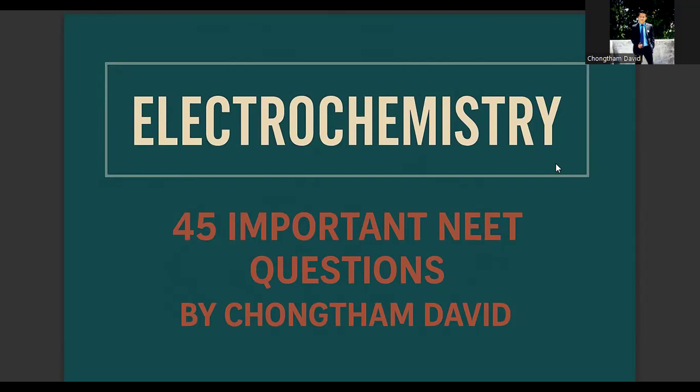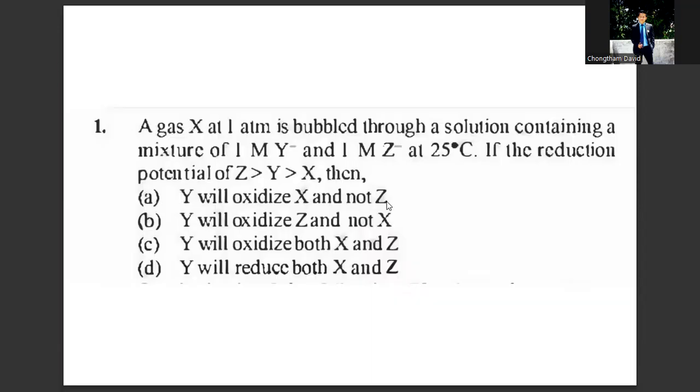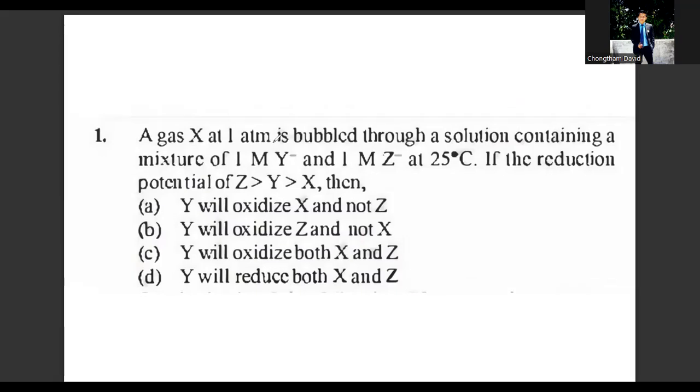Now, without any further ado, I'm going to share the screen. Let us read the first question. Question number one. A gas X at 1 atmosphere is bubbled through a solution containing a mixture of 1 molar Y minus and 1 molar Z minus. At 25 degrees Celsius, if the reduction potential of Z greater than Y greater than X, then which of the following is the correct answer?